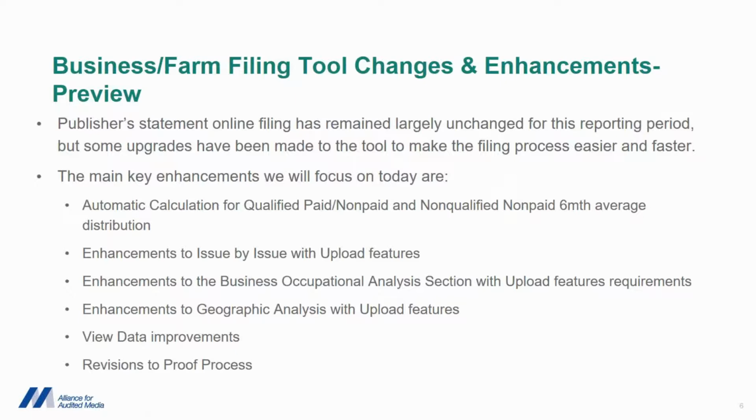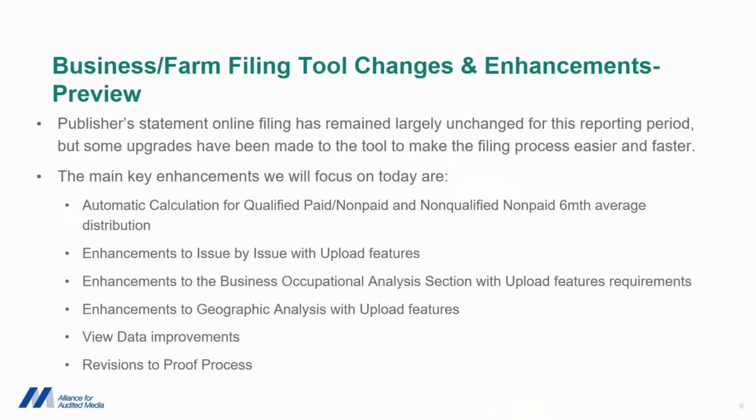Also, we're going to go over the enhancements for the geo analysis section. We have an upload feature. Actually, this upload feature occurred in June 2017, but we want to go over that with you as well. Also, we used to have what was known as view publisher statement. Instead, it is now called view data. View data lets you look at all the information prior to submitting, and there have been major enhancements to that. Due to that, we have revised the proof process, so at the end of the webinar, I will go over the proof process.